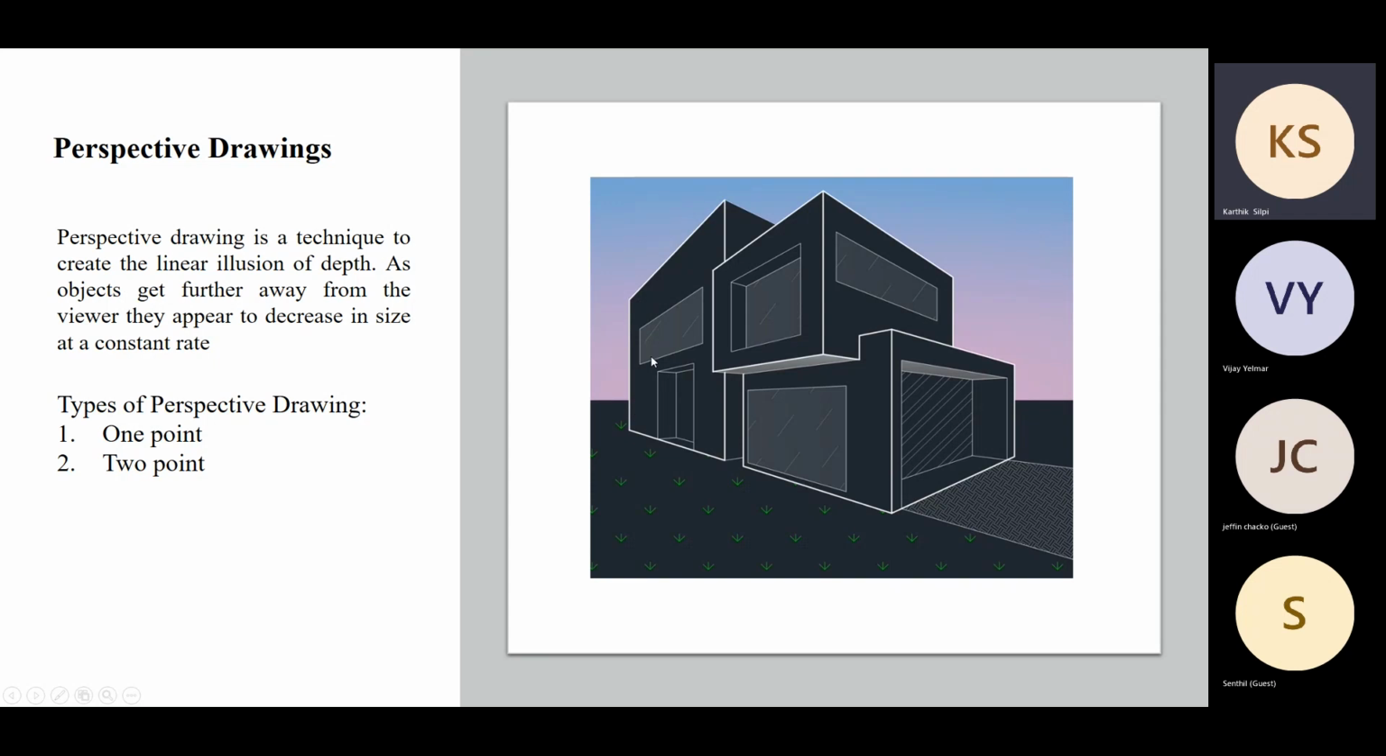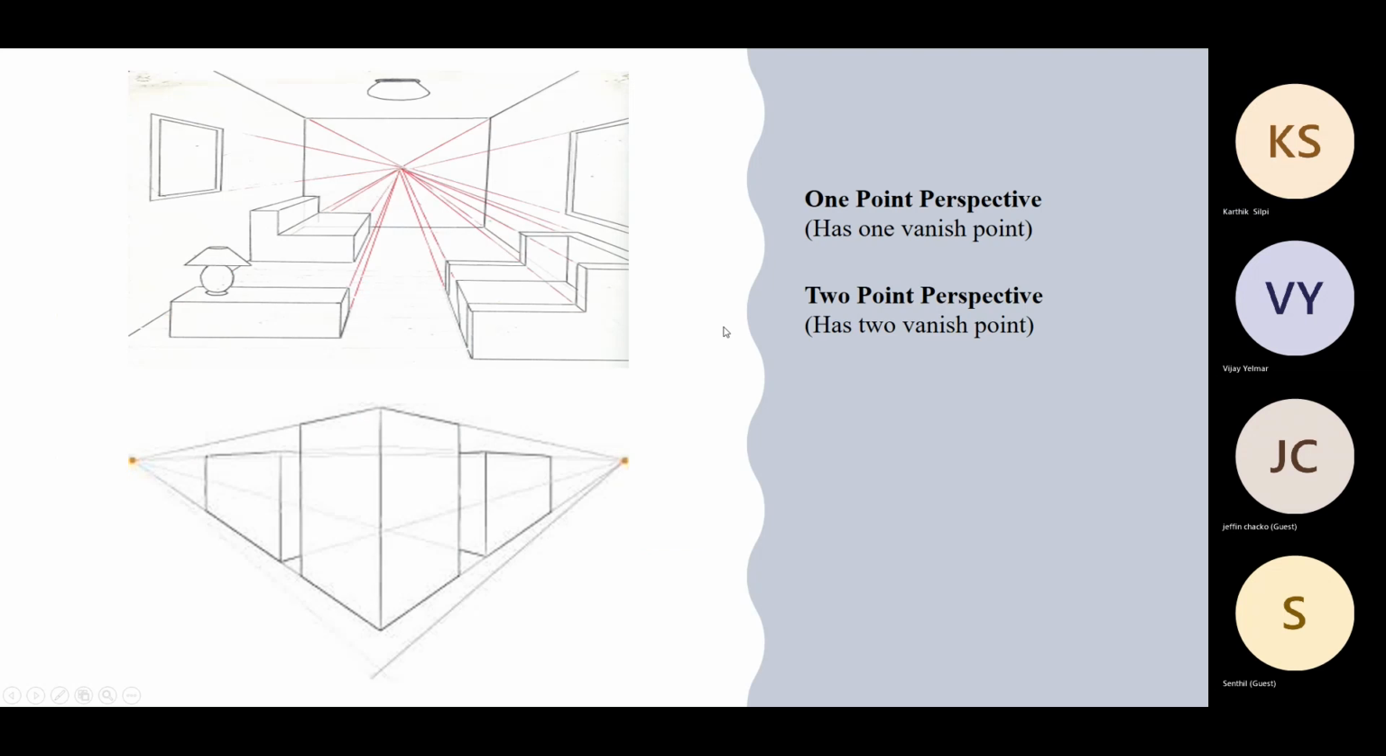So again, in perspective drawing also, we have two types: one is 1 point, the other one is 2 point. Let's see what they are. In the first image, you can see all the straight lines in this given drawing emerge and try to fit into this one particular point. As you extend your viewpoint, they will decrease or converge into one single point. That is called 1 point perspective.